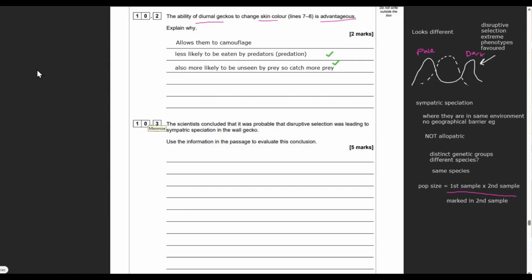Right, 10.3, scientists concluded that it was probable that disruptive selection was leading to sympatric speciation in the wall gecko. Use the information in the passage to evaluate this conclusion.